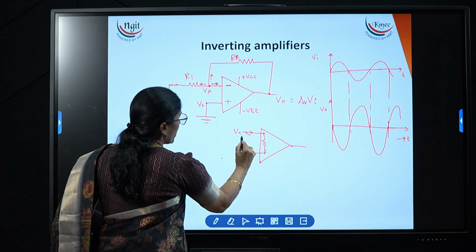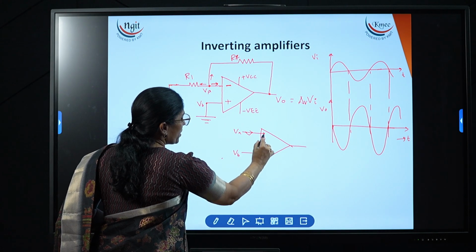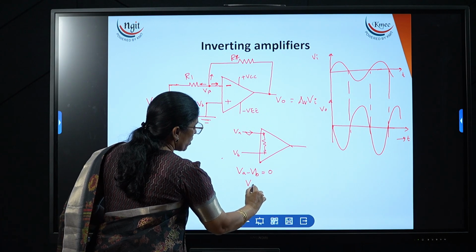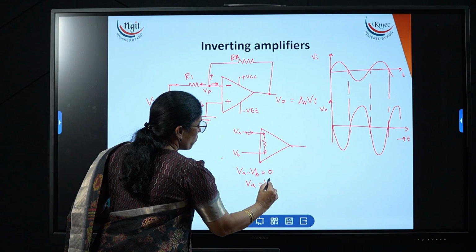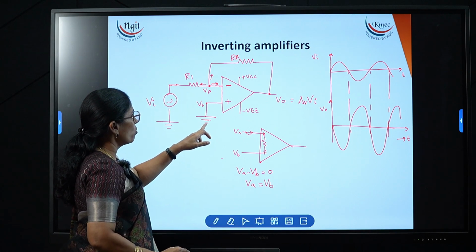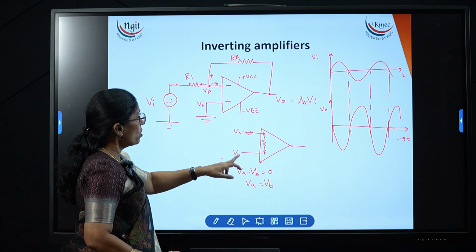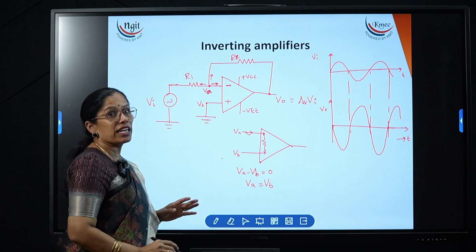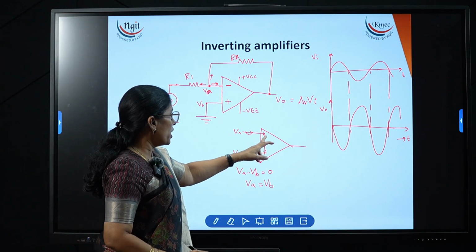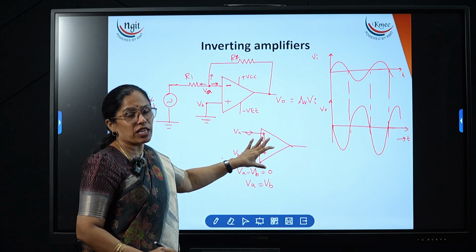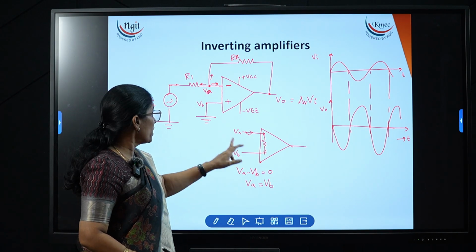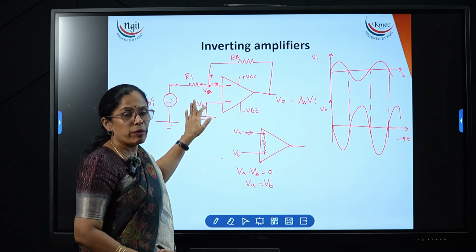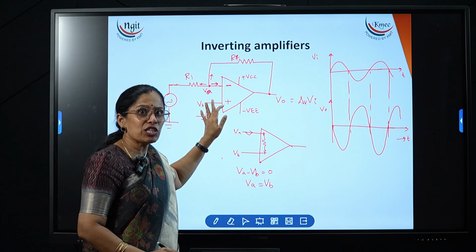Now if I take this as VA and this as VB, here the potential difference is 0, which means VA minus VB is equal to 0. Thereby we can also say VA is equal to VB. But here VB is connected to the ground, so VA also acts like a ground. VA is not connected to the ground directly, but it acts like a ground because of this very high input impedance. The potential difference across this impedance is 0, so whatever voltage is available at VB, the same will be reflected on VA. Now VB is connected to the ground, so that's why VA also acts like a ground.